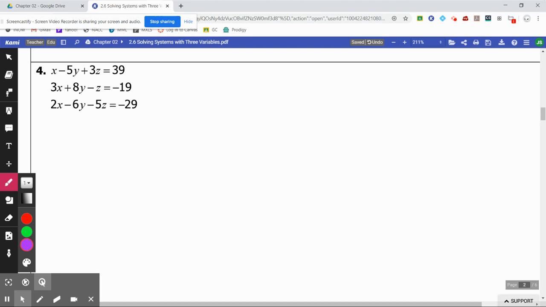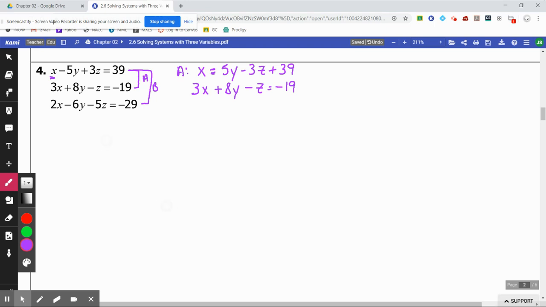Okay, number 4, we'll use substitution again, and I noticed that x would be very easy to get by itself. So I'm going to pair my first two together to find equation A. We'll pair the first one and the third one together to find equation B. So to find equation A, the first two. Now, as I wrote these down, I want to point out that I went ahead and solved for x. I moved this term and this term to the right side because in order to use substitution, I need either x equals, y equals, or z equals.